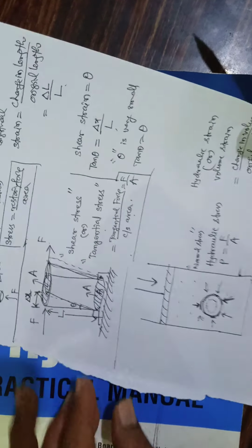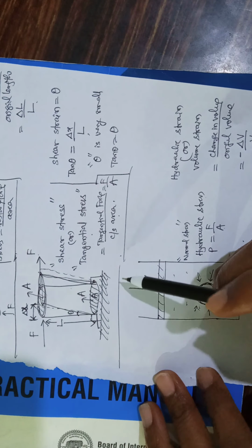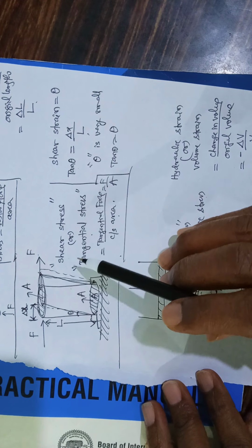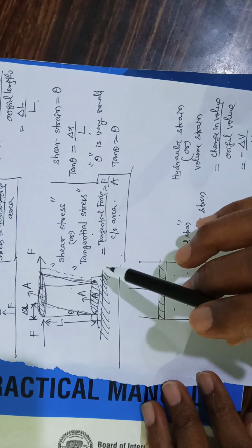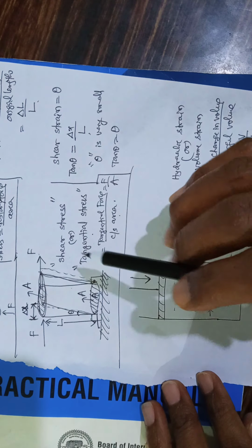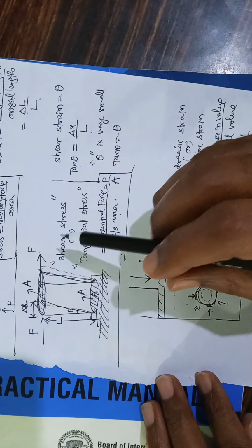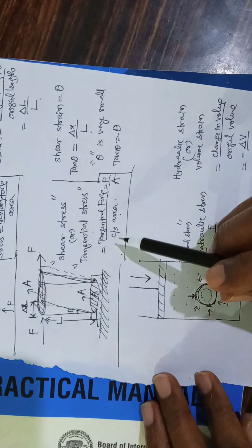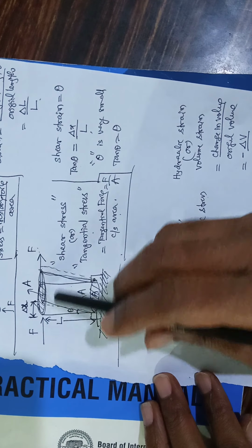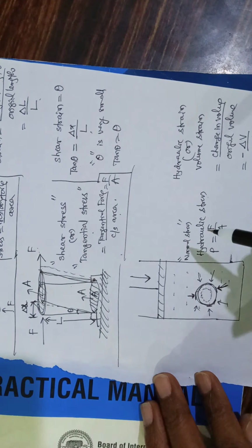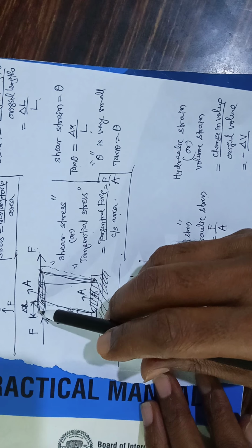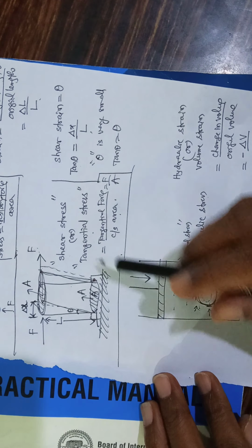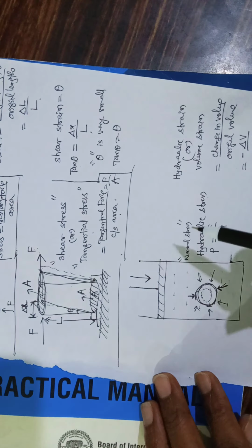Okay. Now let us go for second type of stress. Here there is no change in length, there is no change in volume, there is only change in shape. Therefore this stress is called shear stress. Actually the name shear is given because here the force is applied parallel to the area. And the force is along the tangents to the surface. That's why another name is given, tangential stress.